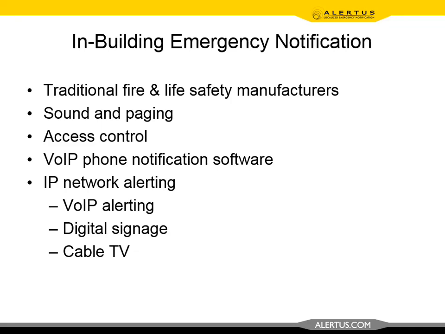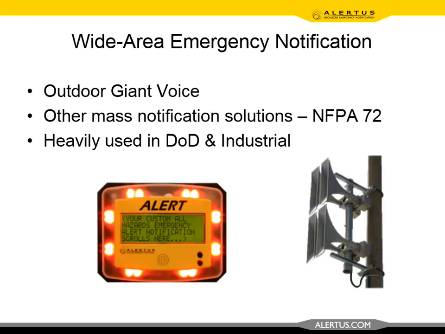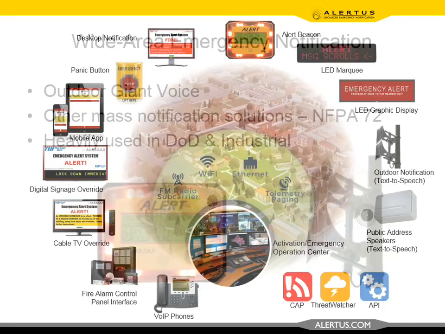VoIP phone notification software, a lot of times IT, this is really fun. They do paging with it. They can do messages, but you generally have to grab somebody in IT or have a separate login. So that's a lot of times a challenge. Any of your IP alerting, your VoIP alerting, digital signage, cable TV, kind of things that you can connect up. They're all on the network. You can install those separately, or you can look for a vendor that can bring all those things together so that you can activate that very efficiently. So, the other part of that is the wide area mass notification. I mentioned the big outdoor speakers, that kind of thing. It's used very heavily in DoD, industrial, any large corporate campuses that have a lot of outdoor areas.